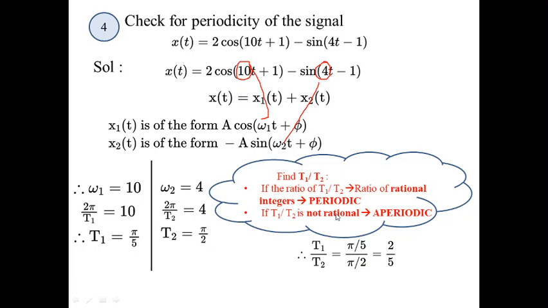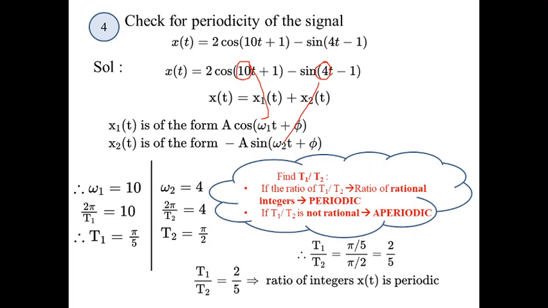So here T1 by T2, you will be getting pi by 5 divided by pi by 2, which is equal to 2 by 5. Don't simplify this. You should have a number in the numerator and a number in the denominator. These two numbers, if they are a ratio of integers, the signal is said to be periodic. So we can tell that since T1 by T2 is a ratio of integers, this given signal is said to be periodic, right?